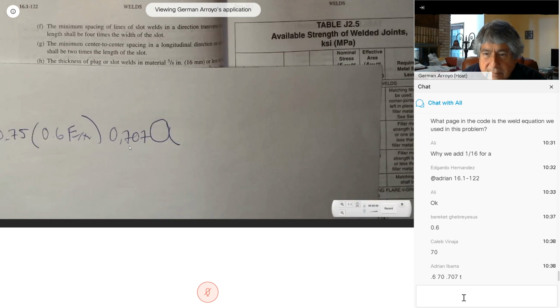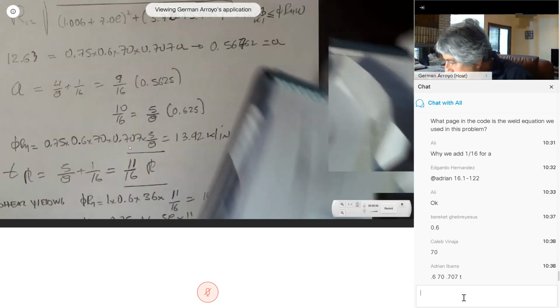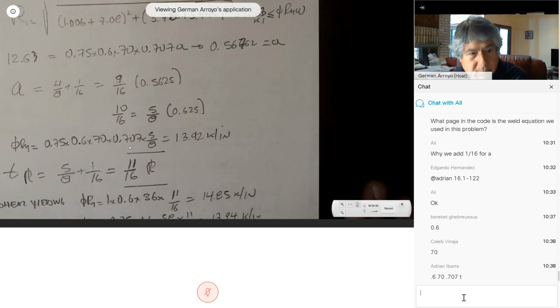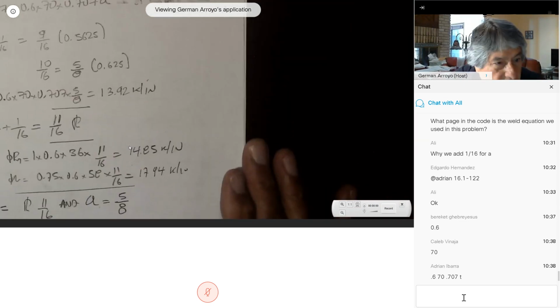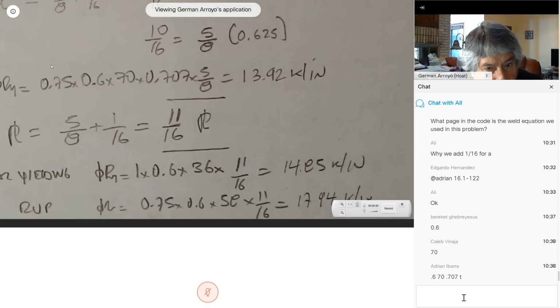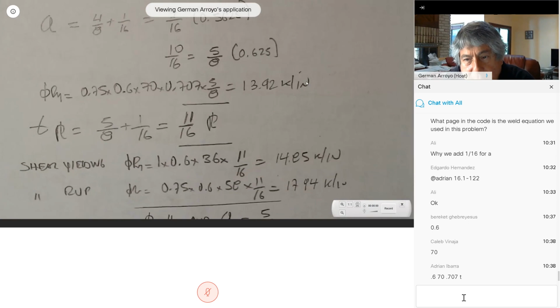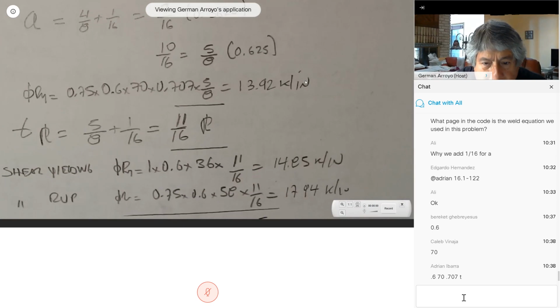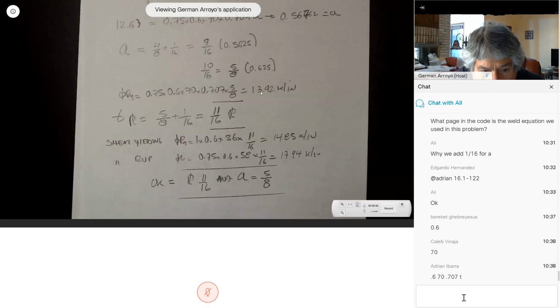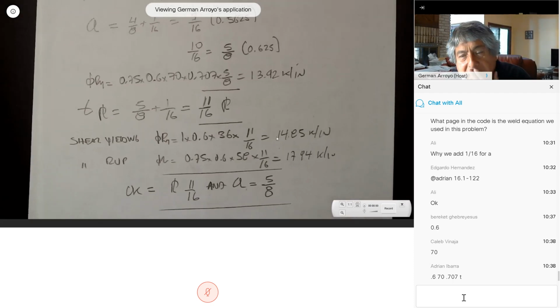So this is the equation that I'm using in here. This is phi, this is 0.6 of the electrode, 0.707 of the size of the weld. And we have the answer in kip per inch. Everything we do is in kip per inch. The same with this equation, kip per inch, we are not multiplying by length. Any other question?